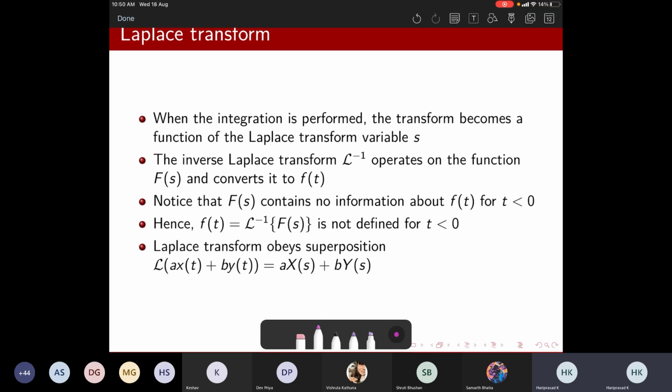There are many other advantages. One, of course, is that if you have two time variables and you take the Laplace transform, it is additive in nature. Let's say this is an ODE, and this is again an ODE, y of t. Eventually this becomes the summation of two algebraic equations.